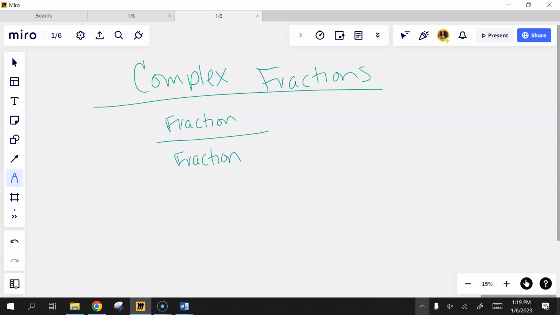All a complex fraction is a fraction over a fraction. Okay? So here's what we're going to remember. We don't divide by fractions. What do we do? Multiply by the flip. That is exactly what we're going to do.